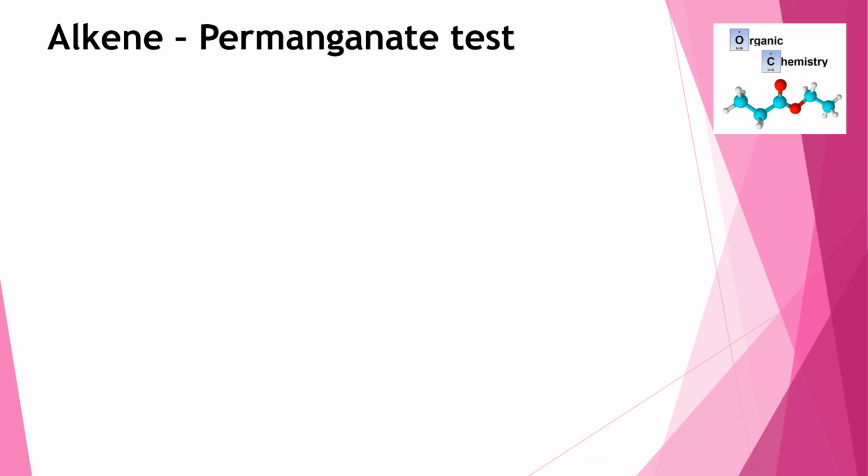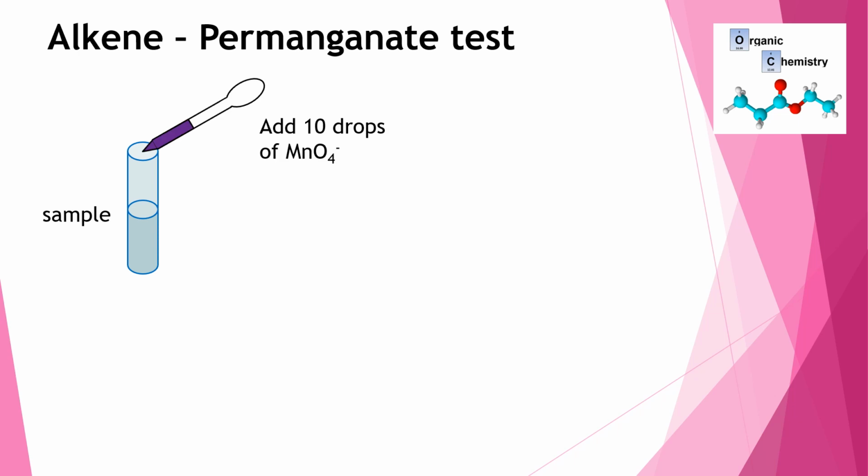Okay, we can do another test to distinguish alkenes, and it's called the permanganate test. In this test, we're going to take the sample, and we're going to add some potassium permanganate, or just permanganate. I guess it could be sodium permanganate, but you don't see that around much. The sample is a purple solution, but if I shake it, it goes brown. So it goes from purple to brown.